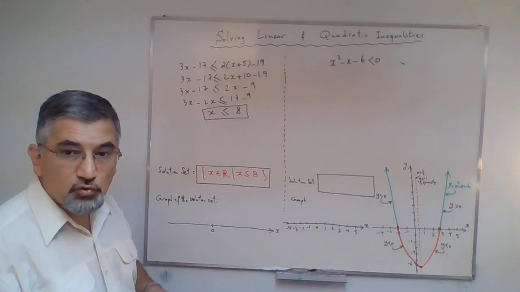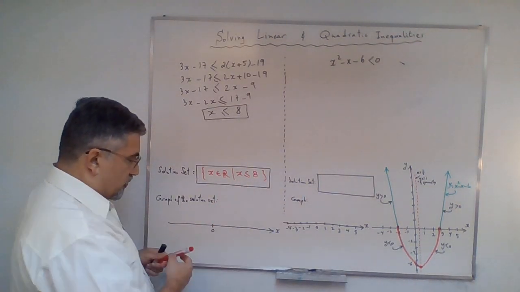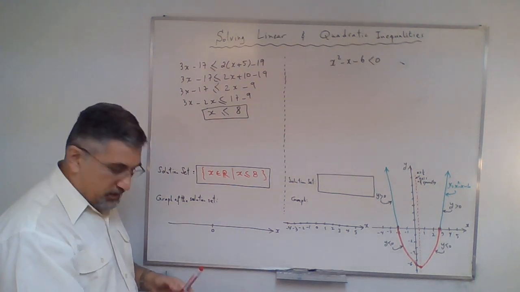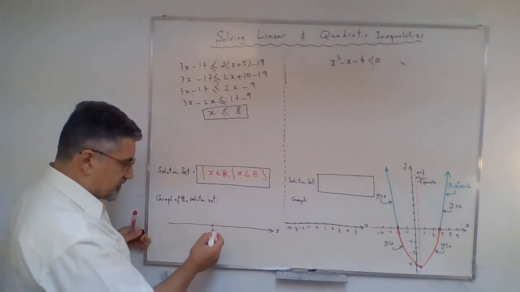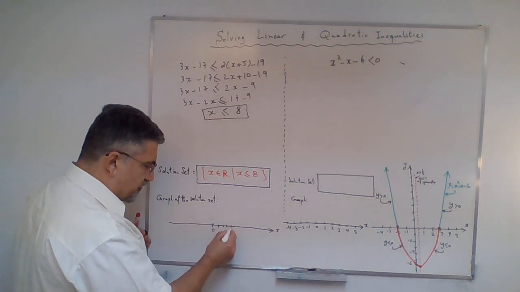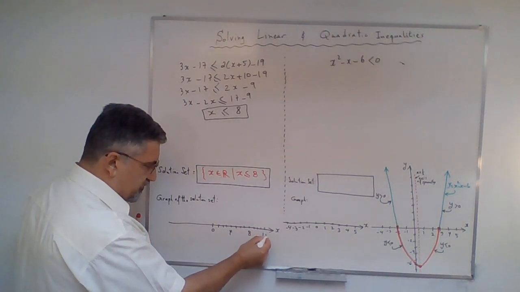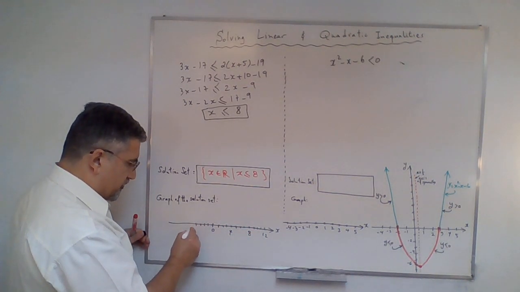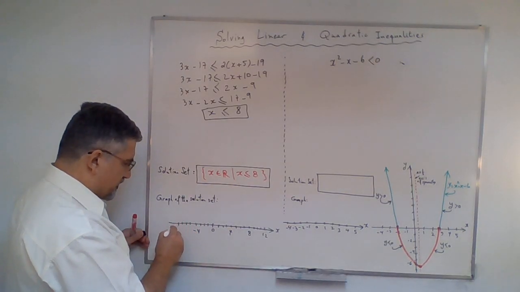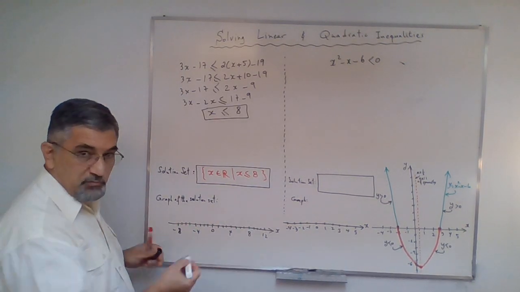Just graphing the solution set. If I have a number line, which represents the set of real numbers, 1, 2, 3, 4, 5, 6, 7, 8, 9, 10, 11, 12 on the right, and negative 4, negative 8, and so on and so forth. This is just the number line.